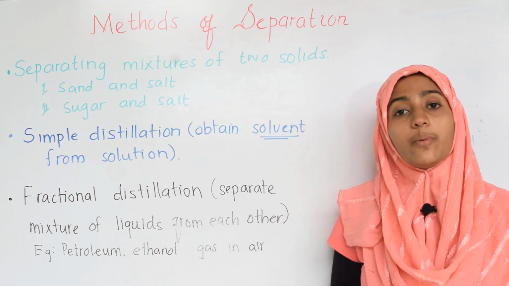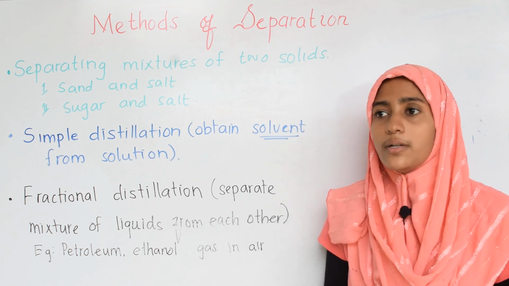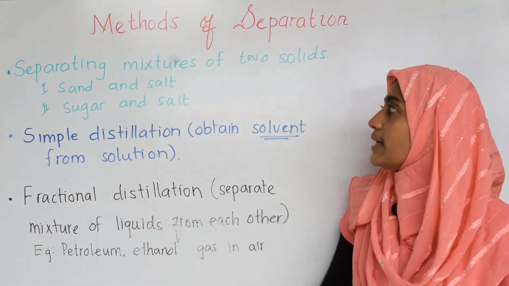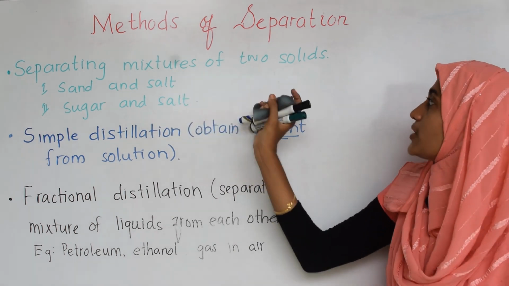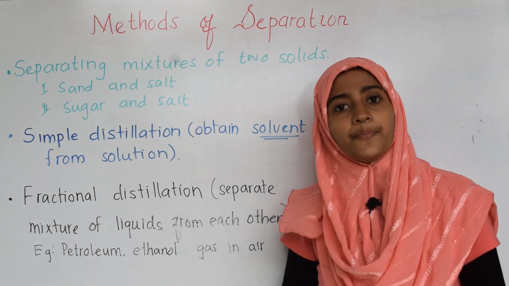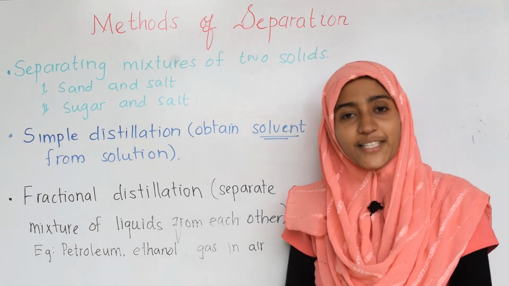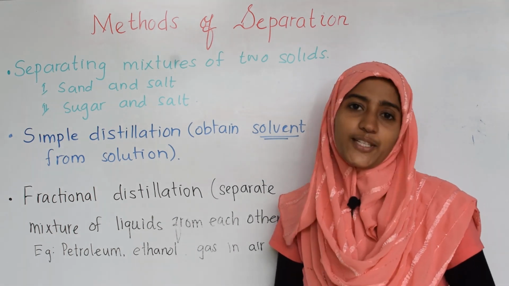Then we also learnt about evaporation, that is usually for substances like salt. Then in this video we learned separating mixtures of two solids, simple distillation and fractional distillation. In the next video we are going to learn about paper chromatography. Right, I'll see you in the next video, students.